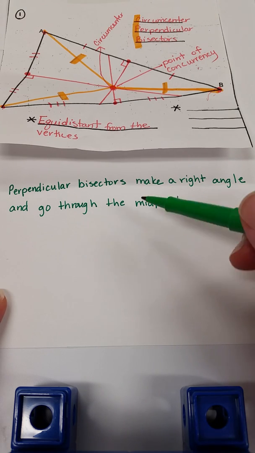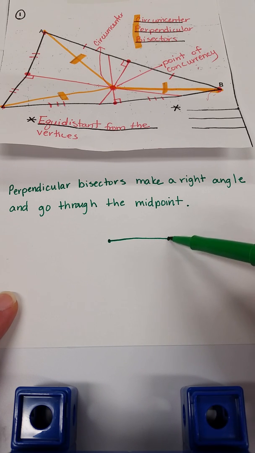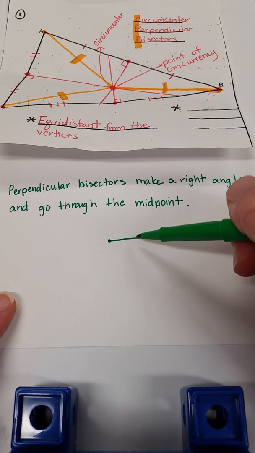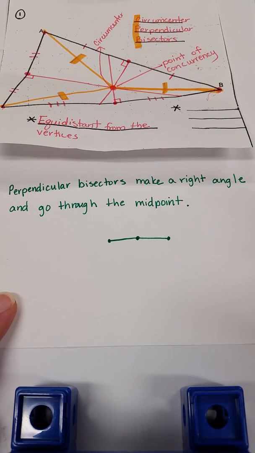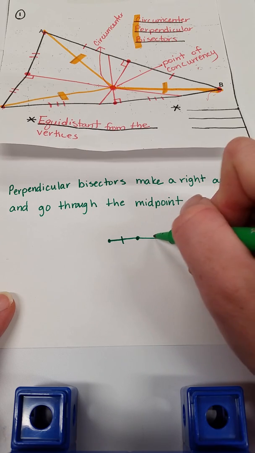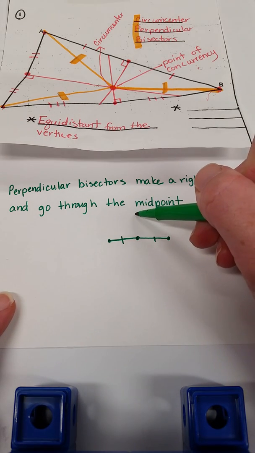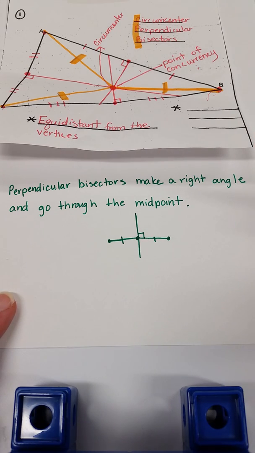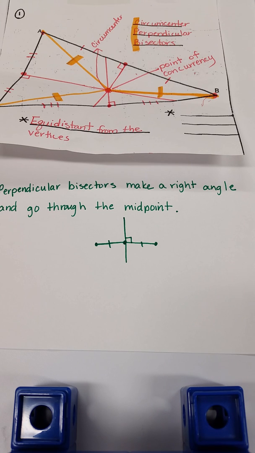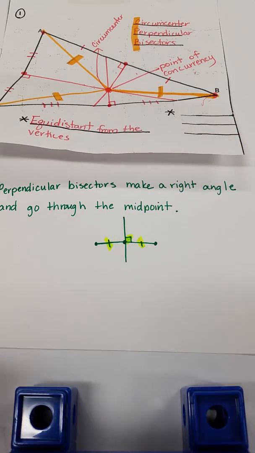So I want you to draw a segment, and I want you to eyeball where the midpoint of that segment is, and you're going to show it's a midpoint by having tick marks. And then I want you to draw a segment that makes a right angle through that midpoint. And then grab a highlighter and highlight the tick marks and the right angle.